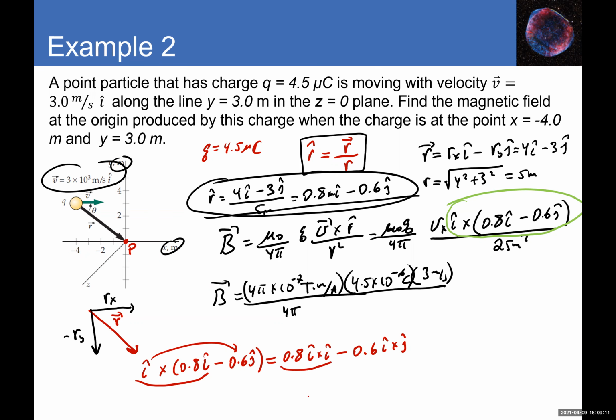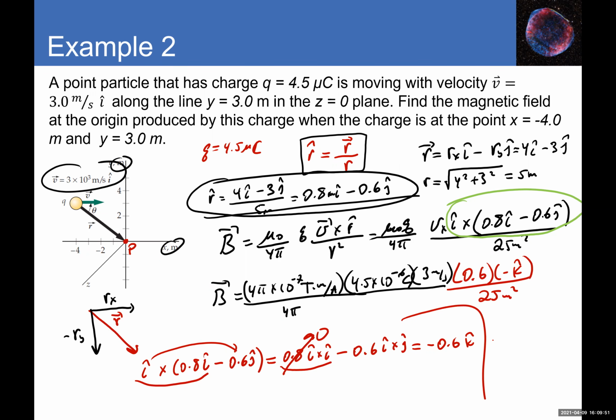Now, if I look at this, I can see that's a cross product between two unit vectors that point in the same direction. This is going to give me 0. So then this becomes negative 0.6 i hat cross j hat. You can see, right, i hat cross j hat: have your fingers in the direction of i hat, which is to the right. Then curl your fingers in the direction of j hat, which is up. You will see your thumb is pointing out. So that means it's k hat. That means what we get from here is 0.6 negative k hat. Okay, and then this is divided by 25 meters squared.